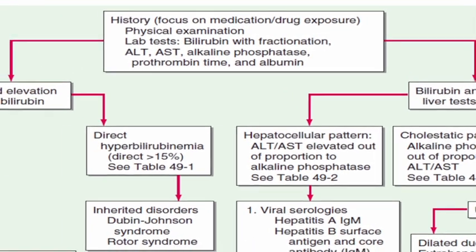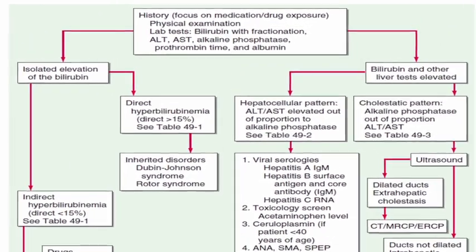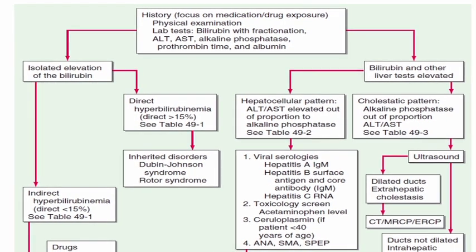So to start with, let me zoom in a little. Yeah, this is okay. First of all, history, physical examination, lab tests: AST, ALT, alkaline phosphatase, prothrombin time, and albumin. We have to do a complete routine examination along with routine investigations along with history. In history, we have to look for medication and drug exposure, because certain drugs like acetaminophen, amoxicillin, valproic acid, and a number of drugs cause different patterns of liver injury.